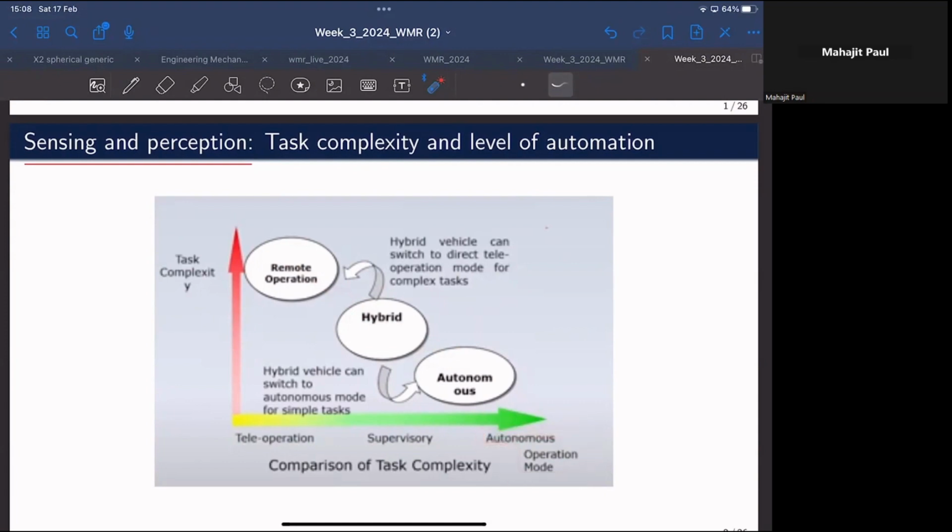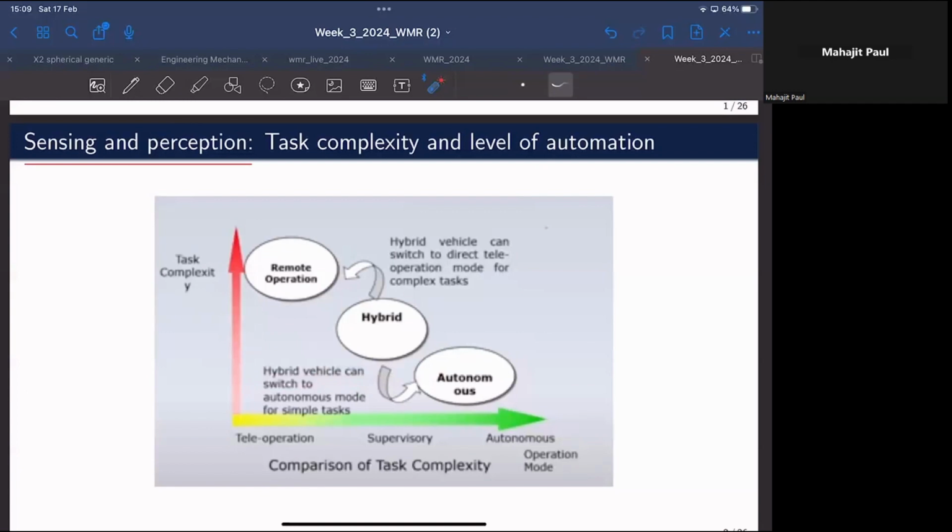So, if you take a look at this region where we deploy autonomous robots, the task complexity is comparatively very low. But the level of autonomy we have for such robots is very high. And in between, you have something called a hybrid mode of operation, where it can have some level of autonomy, and when the tasks get more complicated, an operator can interfere, or take over some of the autonomous operation so that it can be more supervised.